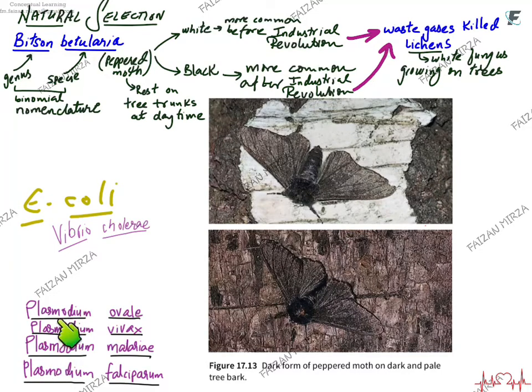So these are the malarial causing agents. They all belong to the genus Plasmodium, whereas the species are ovale, vivax, malariae, falciparum, and similarly in Escherichia coli, E is the genus and coli is the species.